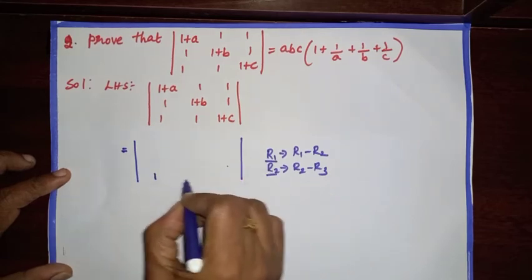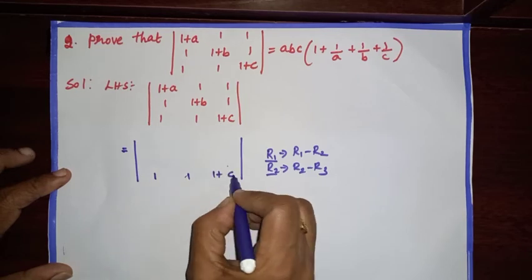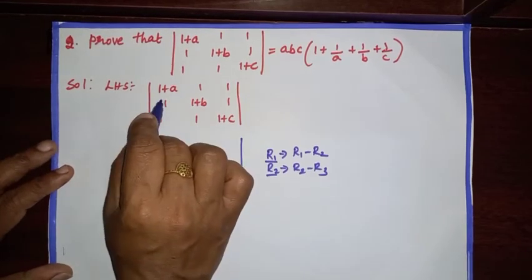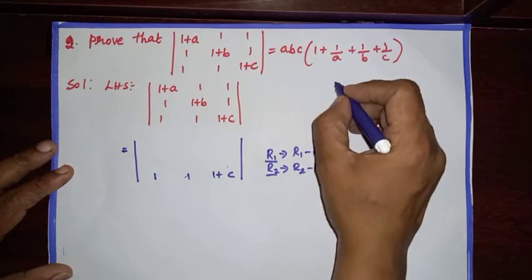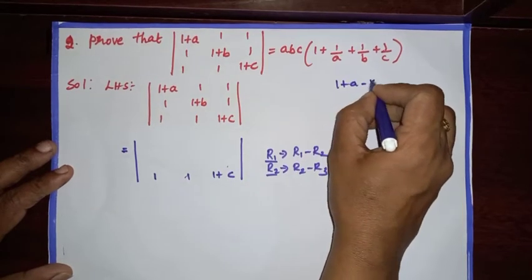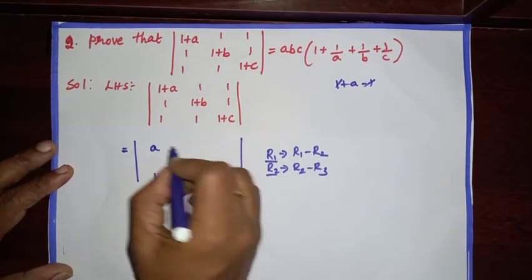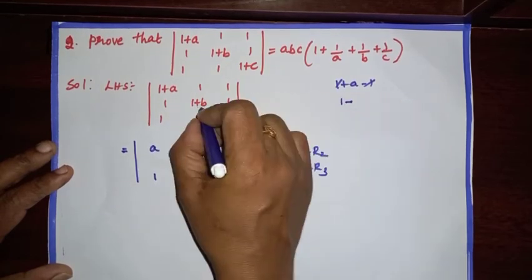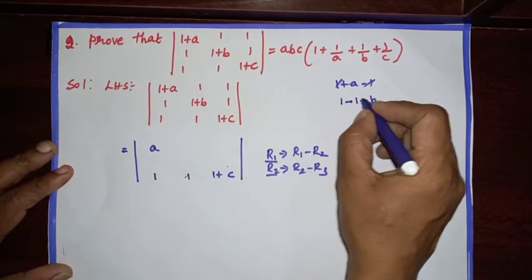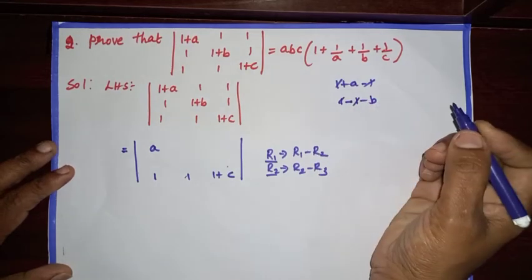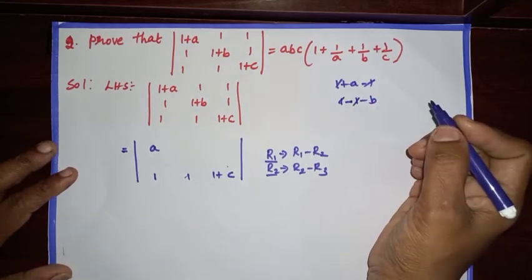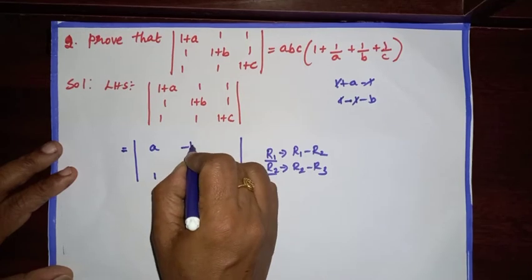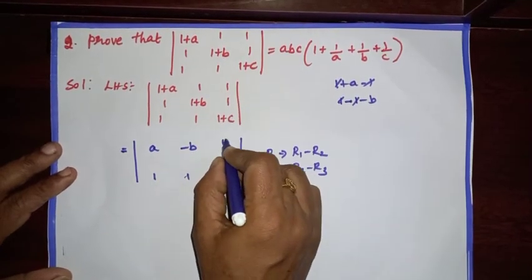Write R3 as it is. R1 is R1 minus R2. 1 plus A minus 1, the 1 and 1 will be cancelled. We will get A. R1 minus R2: 1 minus of 1 plus B is minus 1 minus B, plus 1 minus 1 will be cancelled. Then we have here minus B. 1 minus 1 is 0.